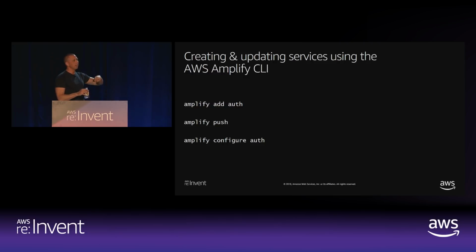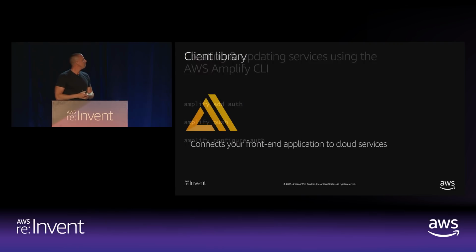And then if you'd like to configure an existing service, you can just run amplify configure, the name of the service, and it gives you a list of options that you can configure. So this basically allows you to move your workflow down into your local machine. It's really powerful for front-end developers.